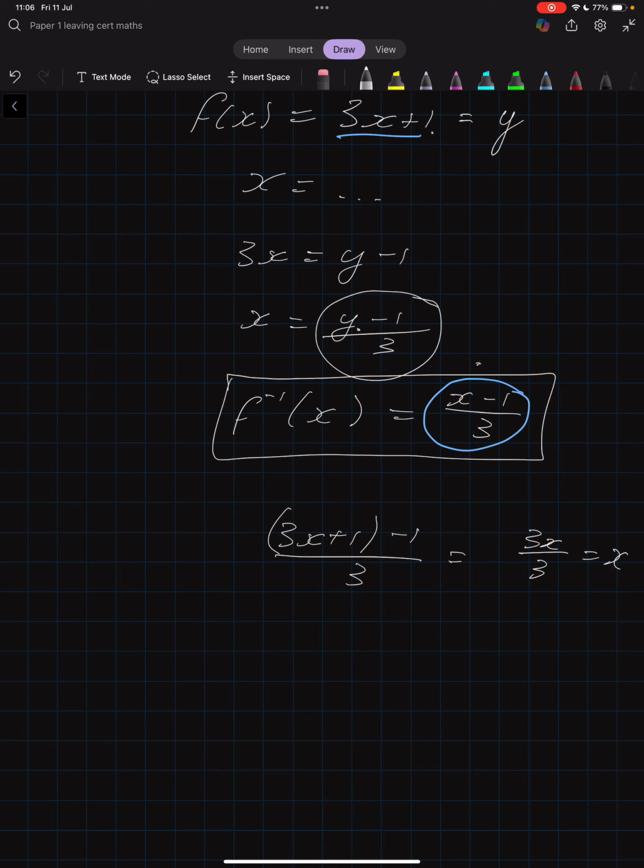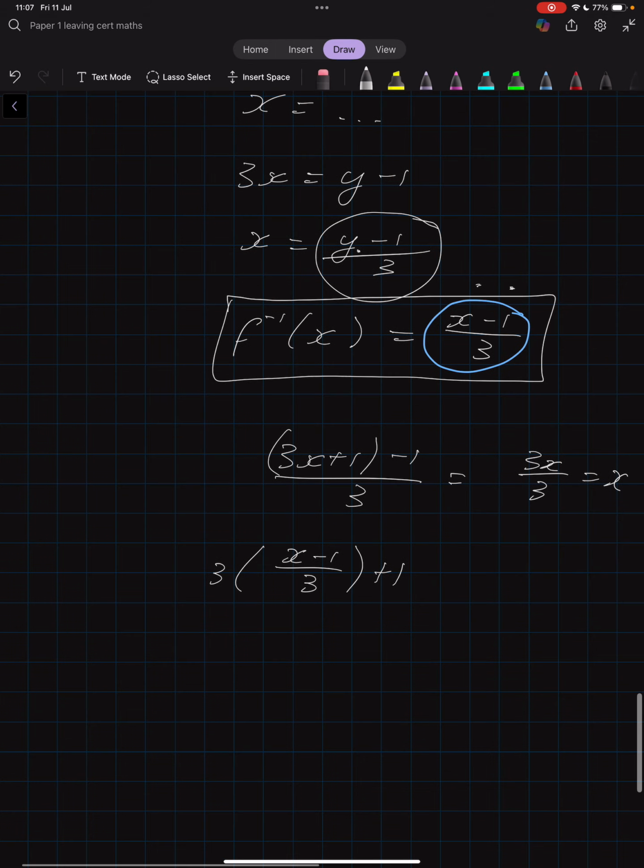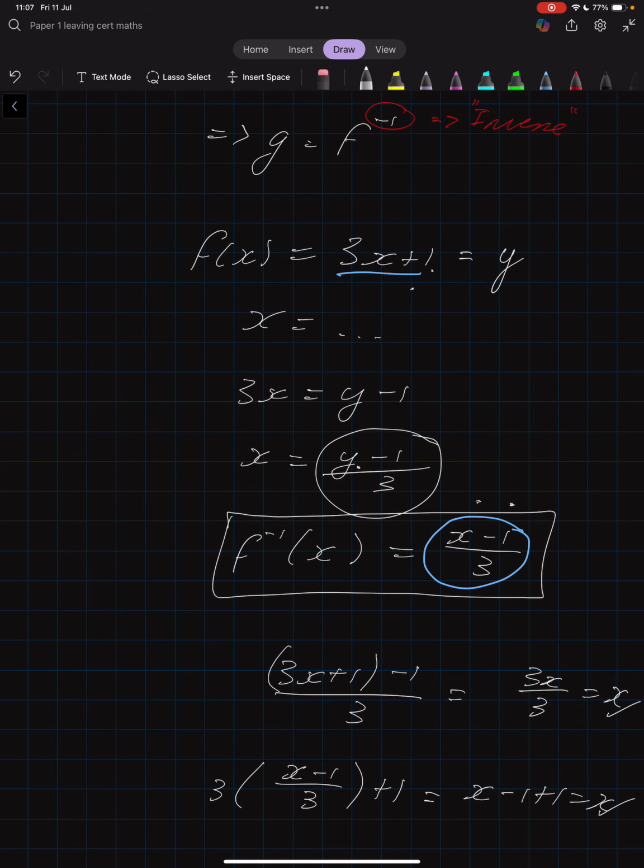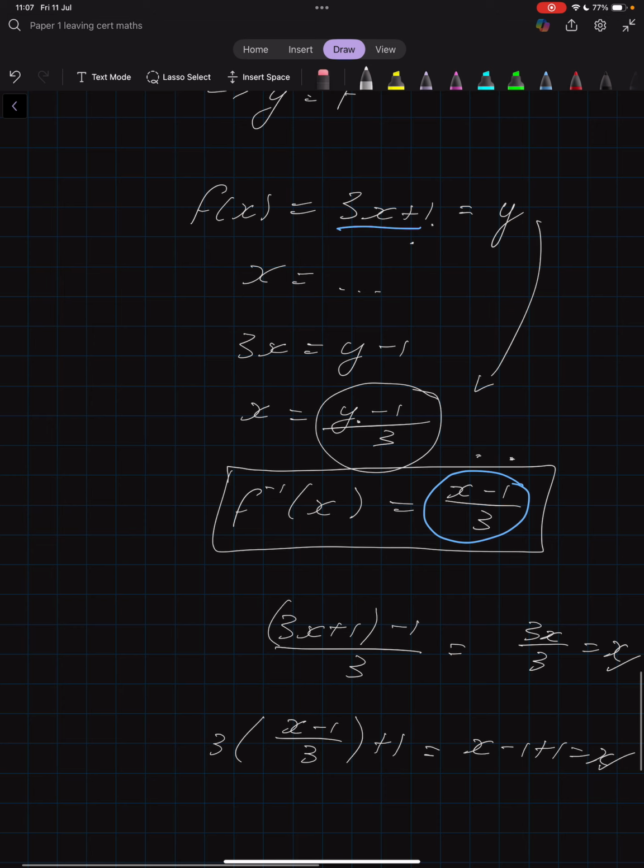So that's the inverse. Now again, let's say we plug this into this one instead. We get 3 times x minus 1 over 3 plus 1. That equals x minus 1 plus 1. That equals x. So we found the inverse. Okay? So that's how you get the inverse. You just write it like this, and then wherever you see a y, you just replace it with an x. And boom, you're done.